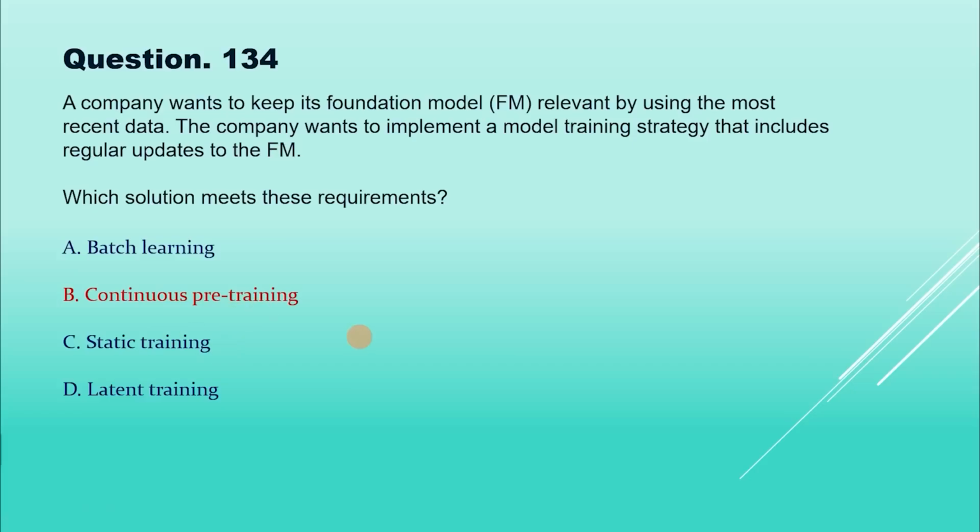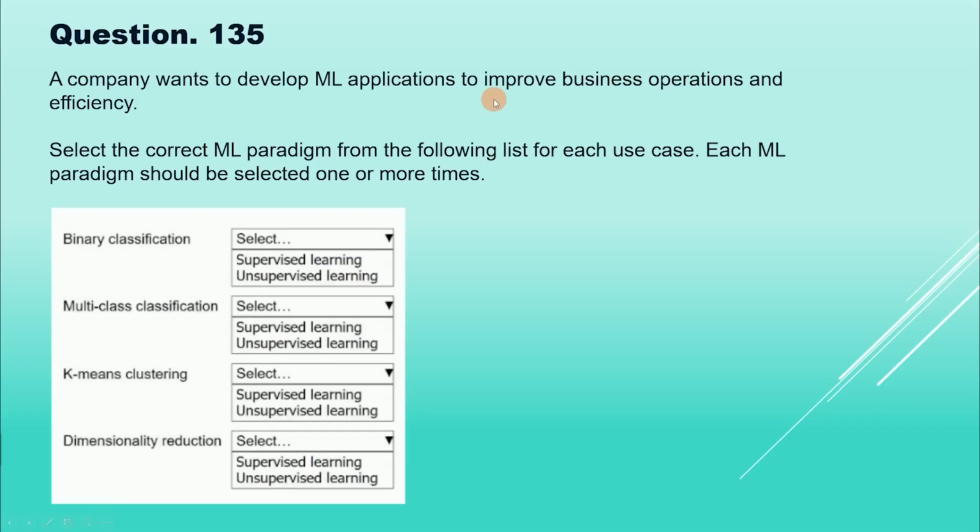Now question number 135. A company wants to develop an ML application to improve business operations and efficiency. Select the correct ML paradigm from the following list for each use case. Each ML paradigm should be selected one or more times. So you can select each of the options one or more times. Obviously, you have to select some multiple times because there are just four options and four questions. You can say binary classification, one of these should be correct. Multi-class classification, one of these. K-means clustering, one of these will be correct. Dimensionality reduction, one of these will be correct. So take your time to understand the question and guess the correct answer.